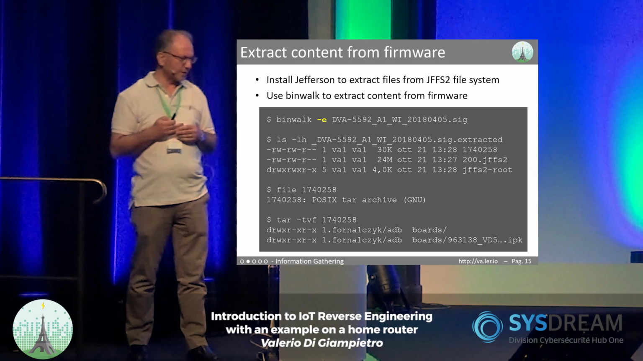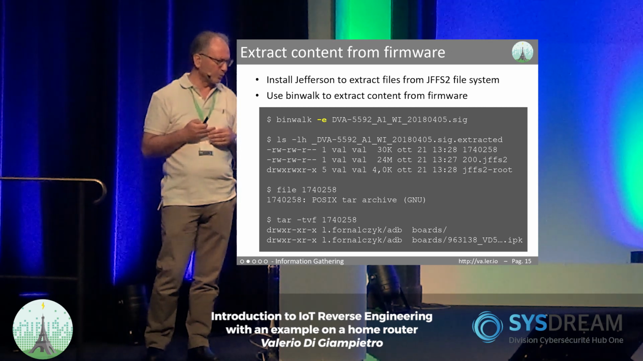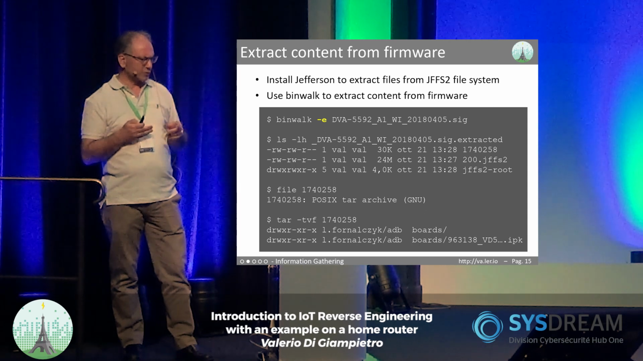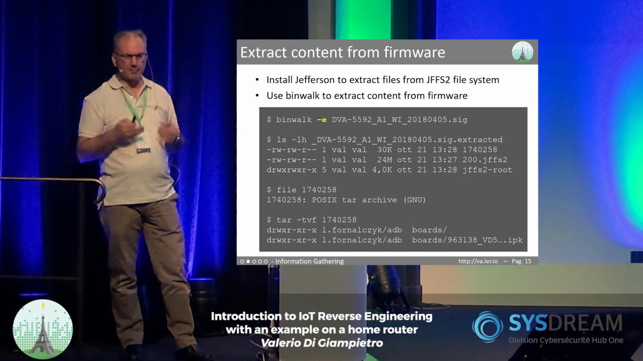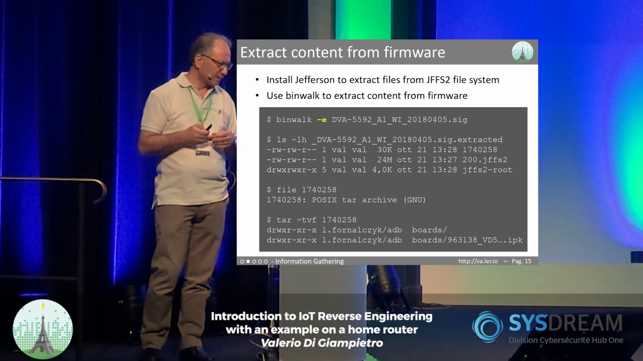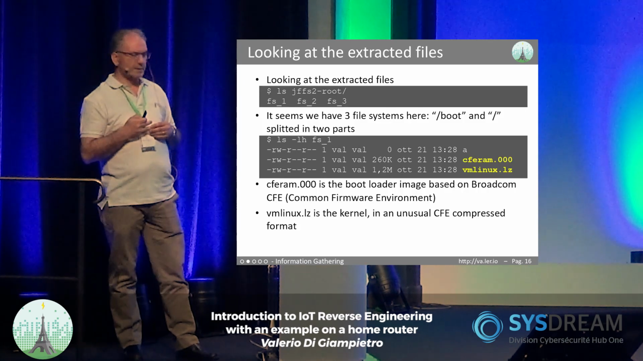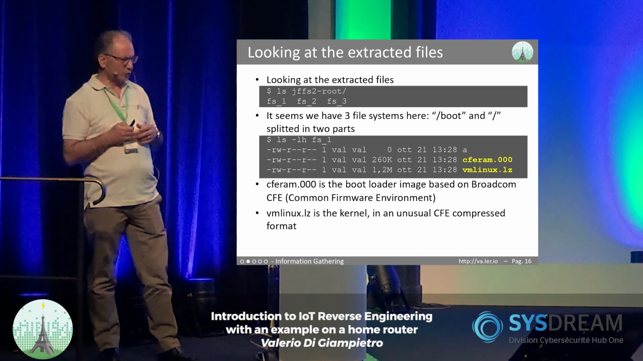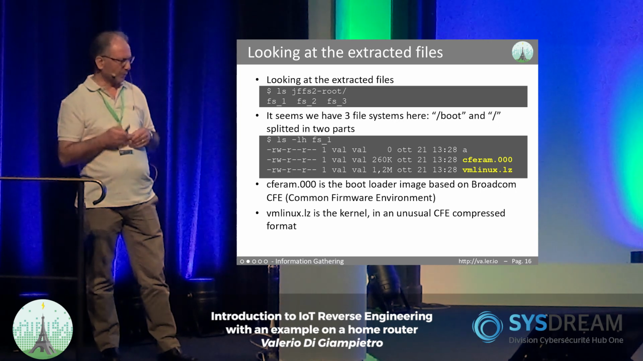The second file, 200.jffs2, is the file system image, and the third folder, jffs2-root, is the file system image that has been recursively extracted into the file system. Looking at what was extracted, it seems that we have 3 file systems. In reality, we have only 2. This is a glitch of the Jefferson program.